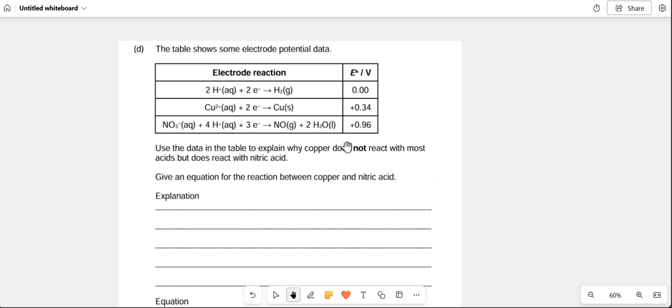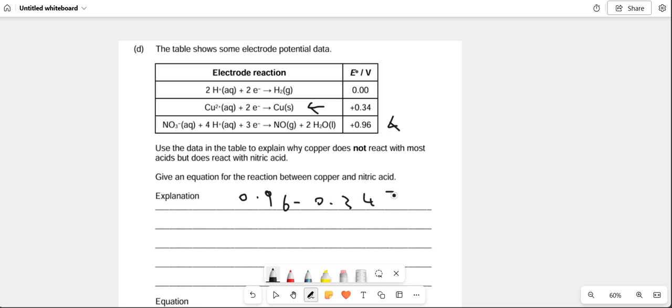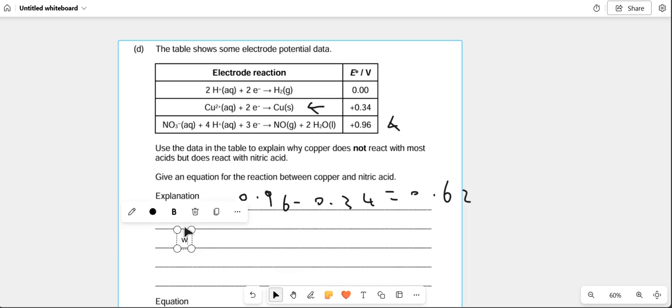So for copper and nitric acid here, let's see the situation. Where's copper? Copper is there. Nitric acid is down there, yeah. So obviously this is going to be going right because it's bigger. That one's going to be going left because it's smaller. So all you need to do here is just 0.96 minus 0.34. That's going to give you 0.62, yeah. And obviously that is positive.